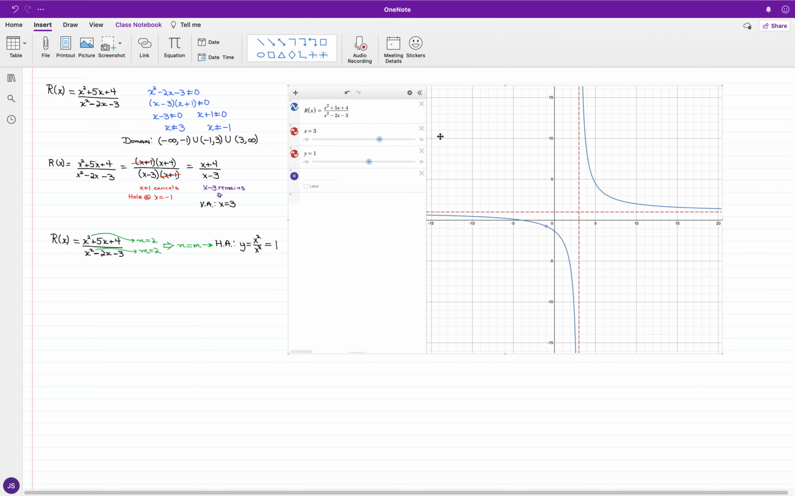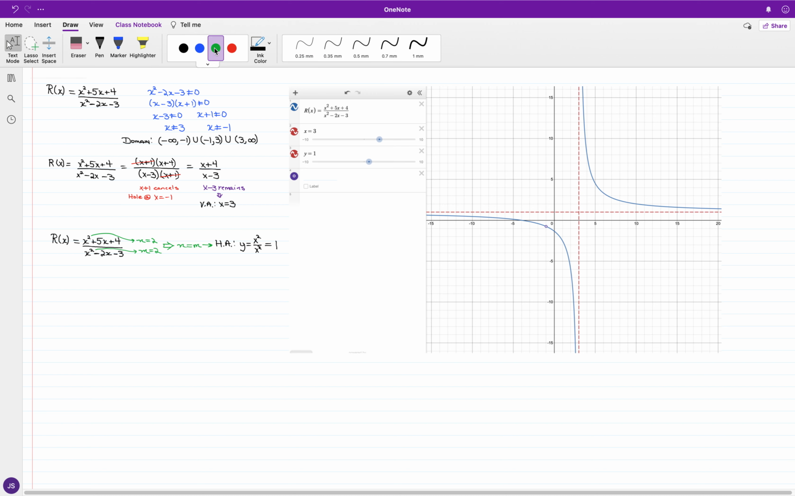Okay, you have r of x. Again, you have those curves in blue. So you have x squared plus 5x plus 4 over x squared minus 2x minus 3. And again, with the asymptotes, there's a vertical asymptote at x is equal to 3, and we have a horizontal asymptote at y is equal to 1. And just to restate, we have a hole at x is equal to -1.